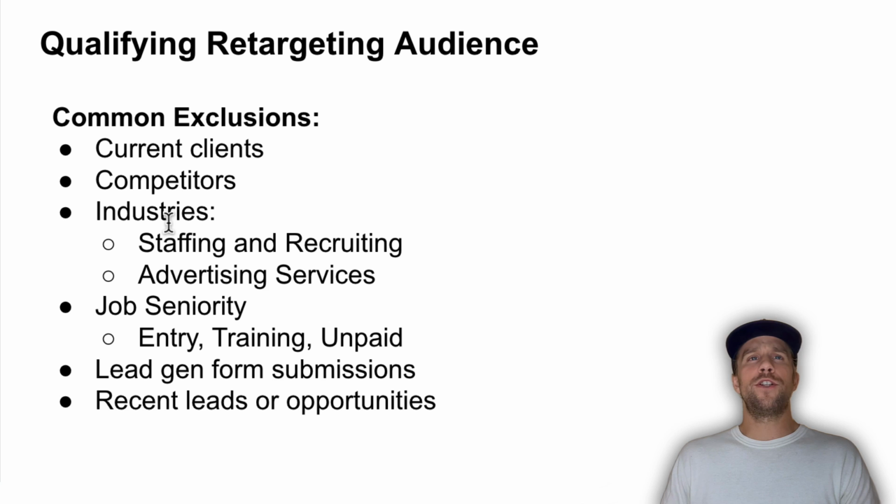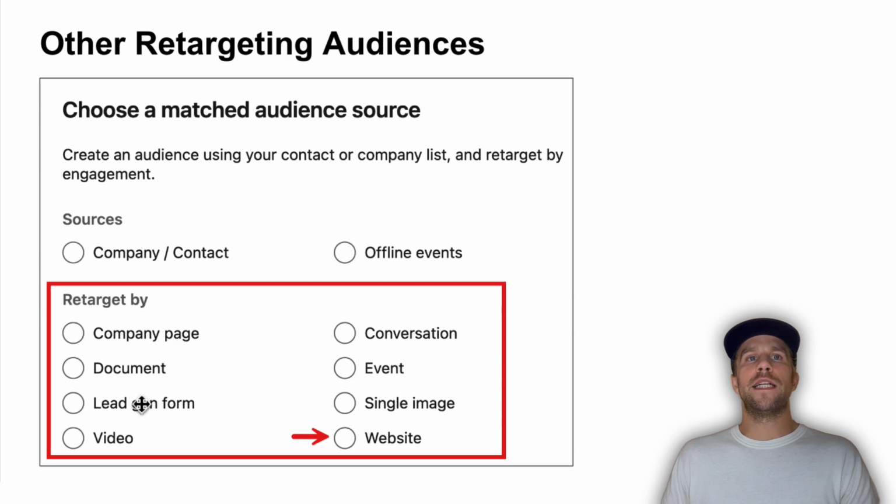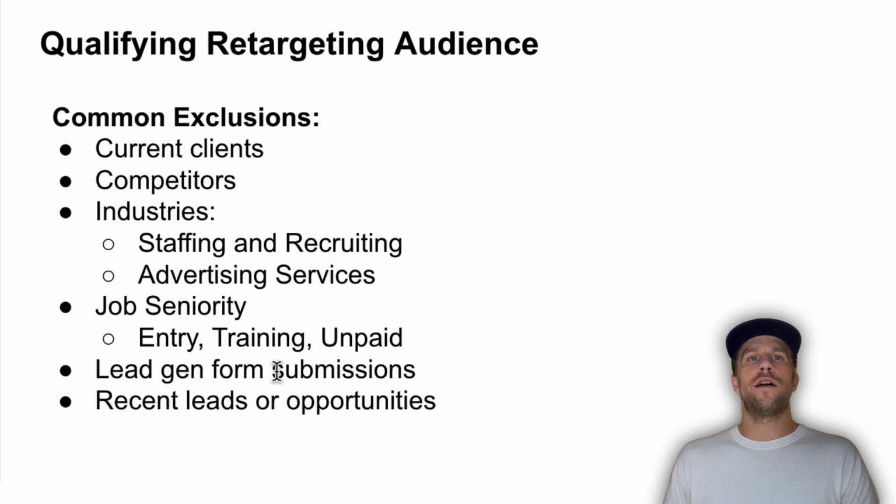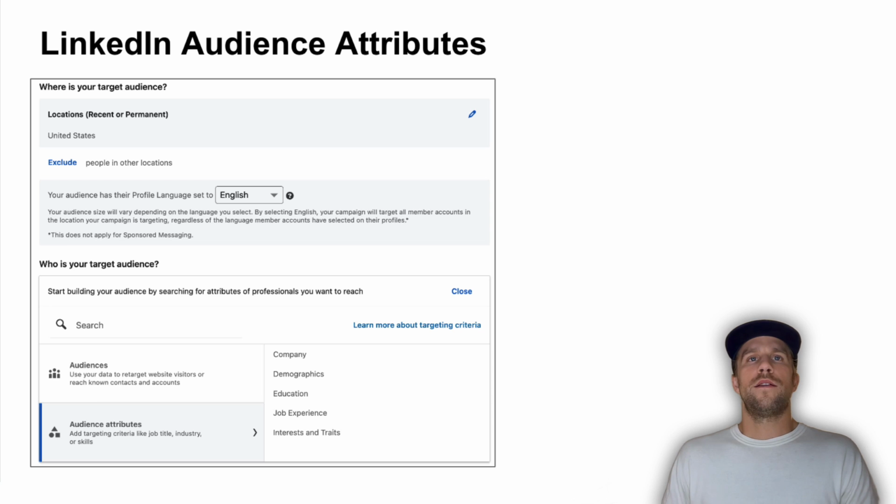You can add exclusions for different industries. Staffing and recruiting is typically a good one unless that's the vertical that you serve. Advertising services can be a good one to exclude unless it's an industry that you serve. Job seniority, so excluding anyone that's entry, training, unpaid. Anyone that's already completed a lead gen form. Again, you can create a retargeting audience based off of a lead gen form. So if they submitted a lead gen form, you can then make sure to exclude that, so you're not targeting people that already converted. And also if you have a list of company opportunities, you can exclude those company names as well. So again, we'll go all into this once we go into the campaign build.